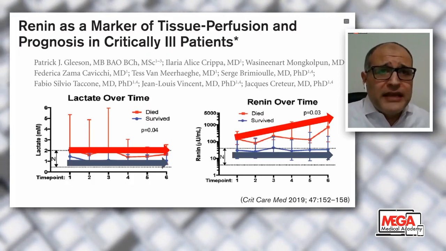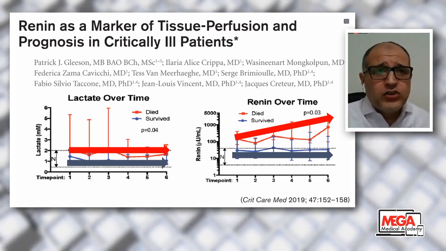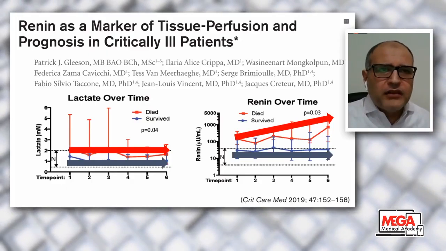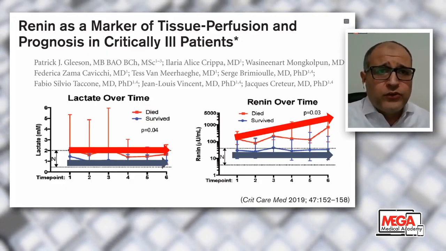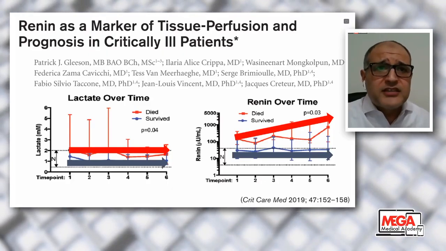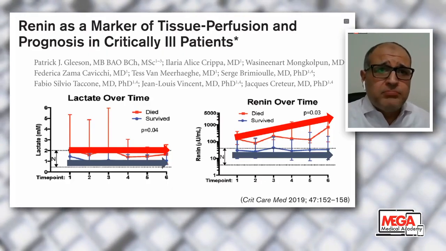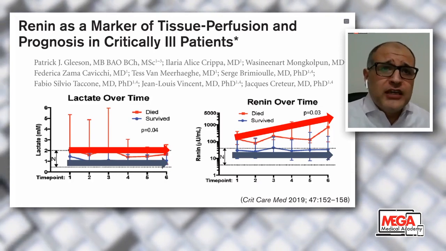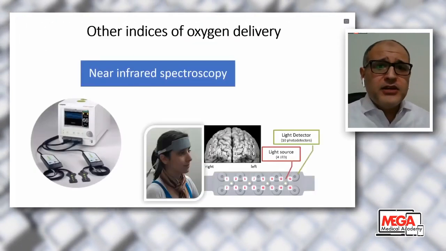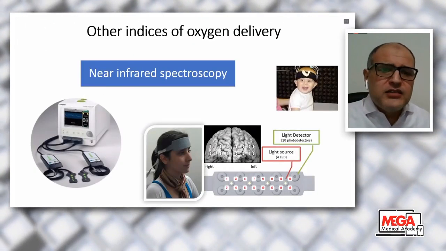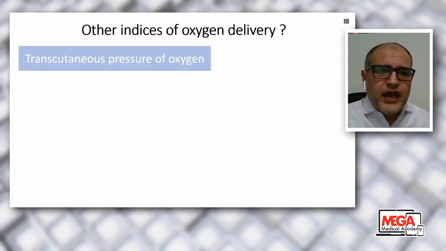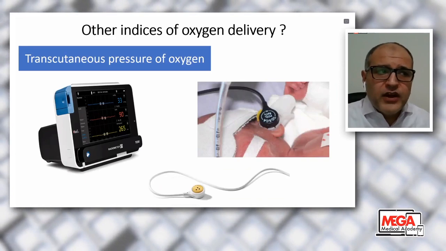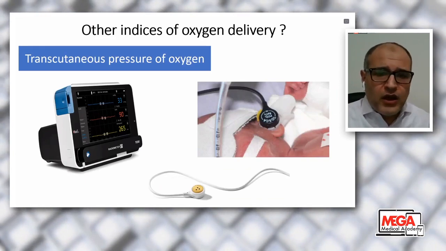It was not replicated yet in other studies, and renin is not really available in the market for measure. It is only used for research purposes. But in the next few years, if it is proved that it is better than lactate, we may use it in our clinical practice. Other measures of oxygen delivery are present, such as near infrared spectroscopy and transcutaneous pressure of oxygen, but these measures need expensive devices and are not readily available in our country.